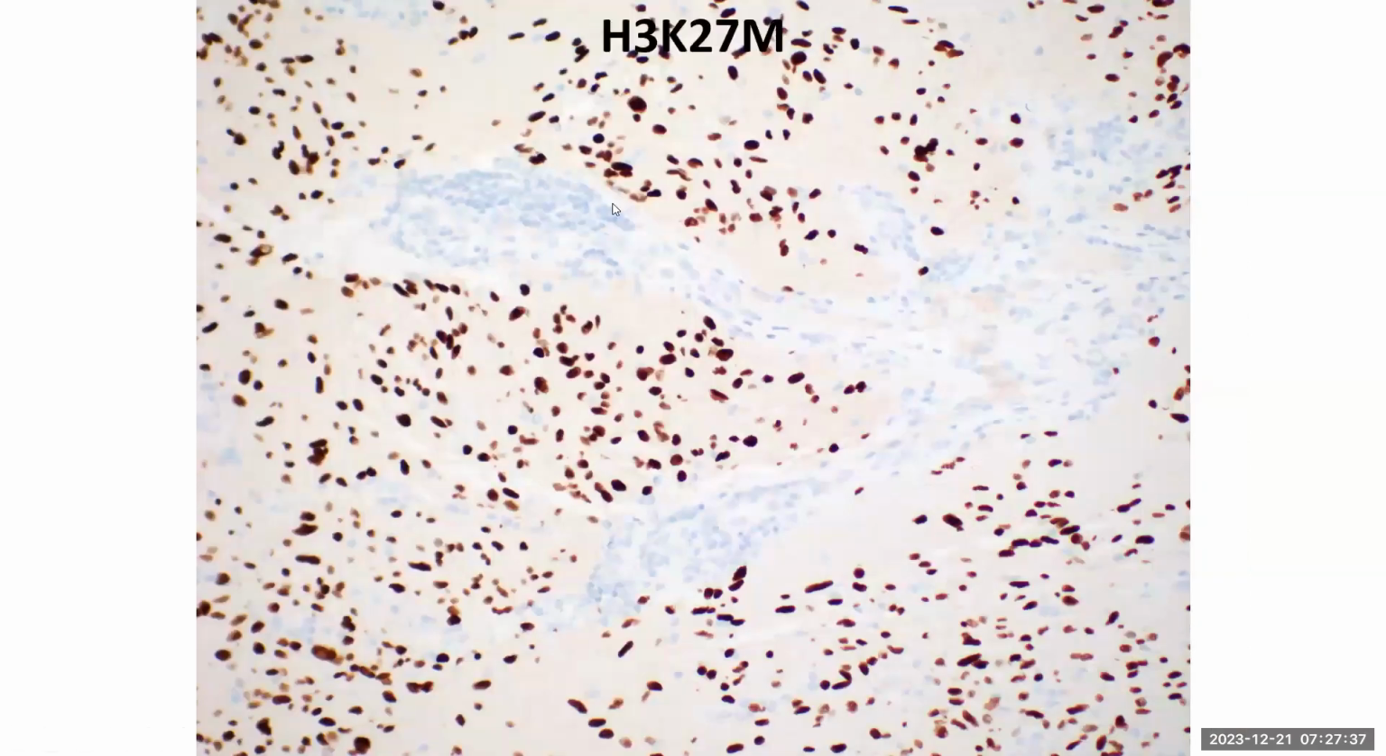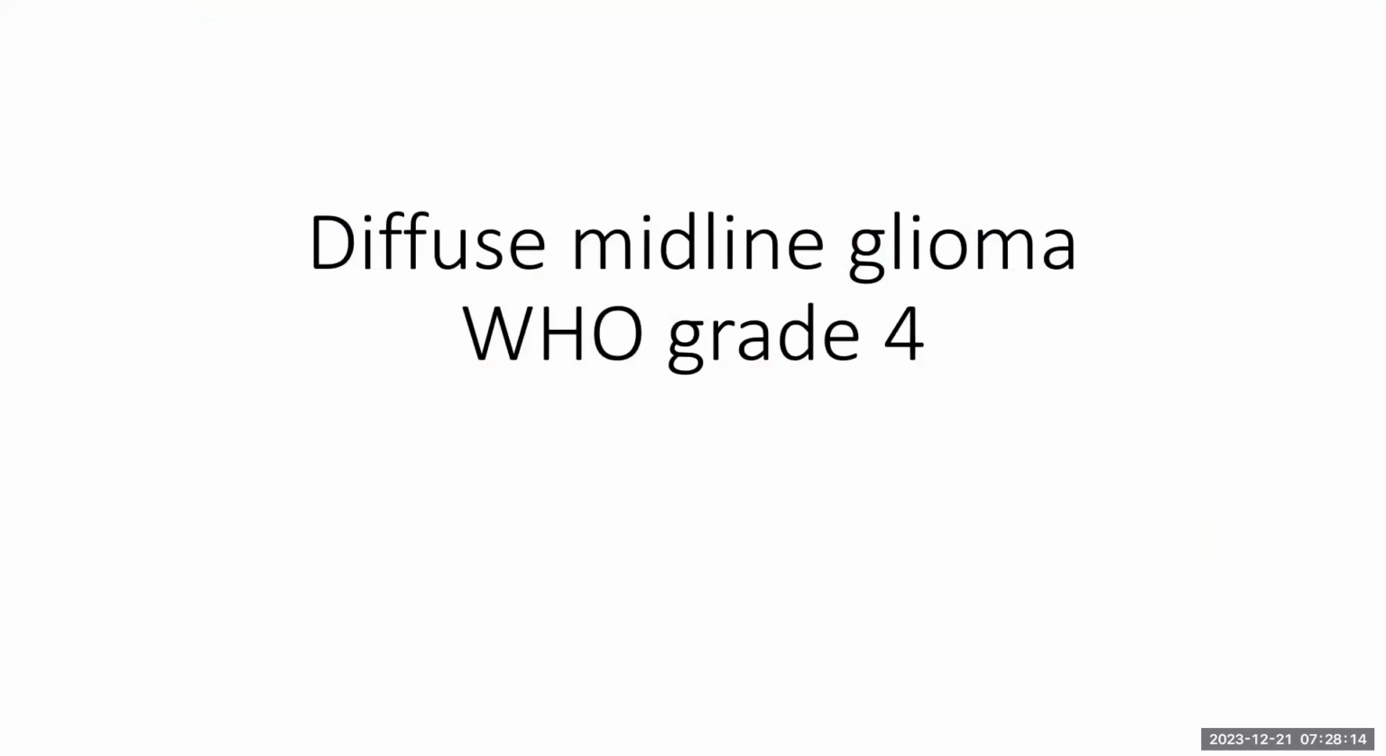So unfortunately, this H3K27M mutation-specific immunohistochemical marker is positive in each and every single tumor cell here. This is an immunohistochemical marker for a mutant version of this protein. So when it's positive, it means there is a mutation in this histone element. And that means diffuse midline glioma, and yeah, WHO grade 4, which is really an ominous prognostication.